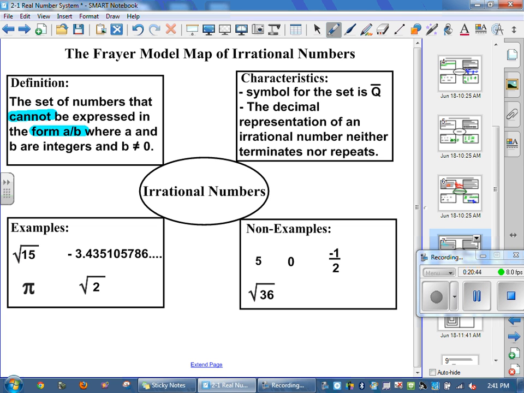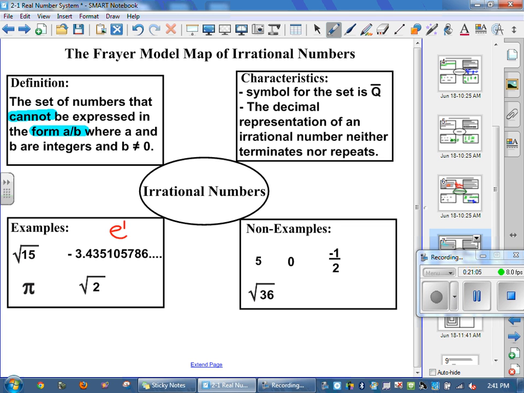Now, examples, root 15, non-perfect square. Root 16 is the perfect square. Run on decimal. Root 2, again, non-perfect square. And pi, who is our irrational number. We could also put that E. That's E. Euler's number. Remember we talked about him. He's 2.17 and so on.